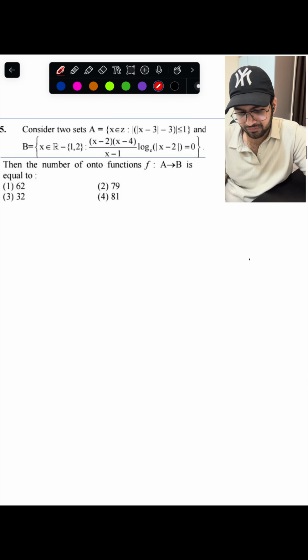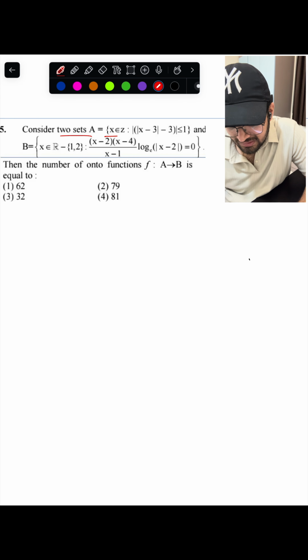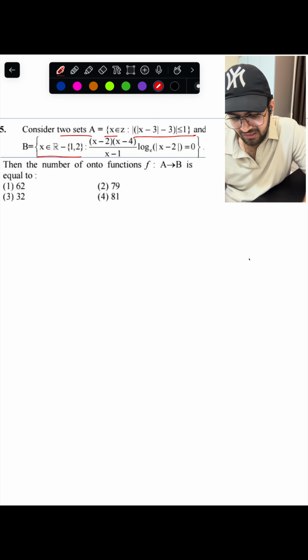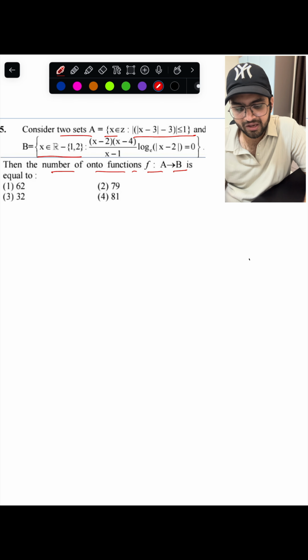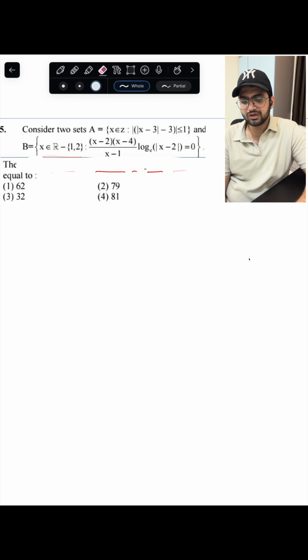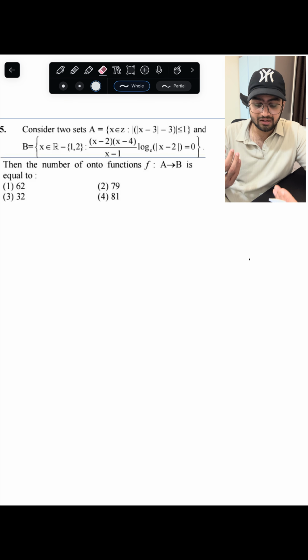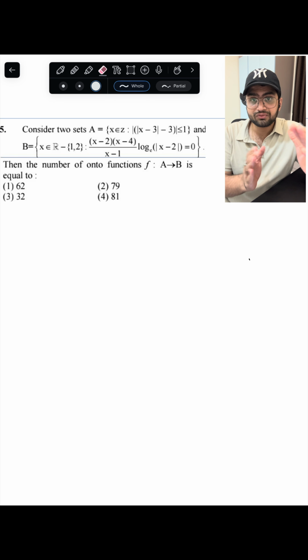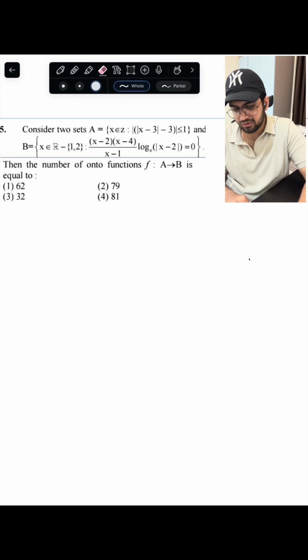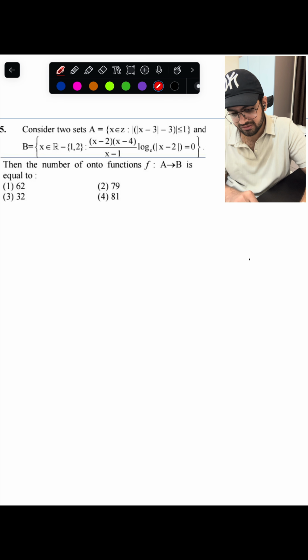Question number 5. So what is given here? Consider two sets, A is given and B is given, and some conditions are there. Anyway, you need to find the number of onto functions from A to B. So whenever you need to find the number of onto functions from A to B, definitely we need to calculate the number of elements in A and the number of elements in B. Then only we can find, because what's the formula for the number of onto functions?